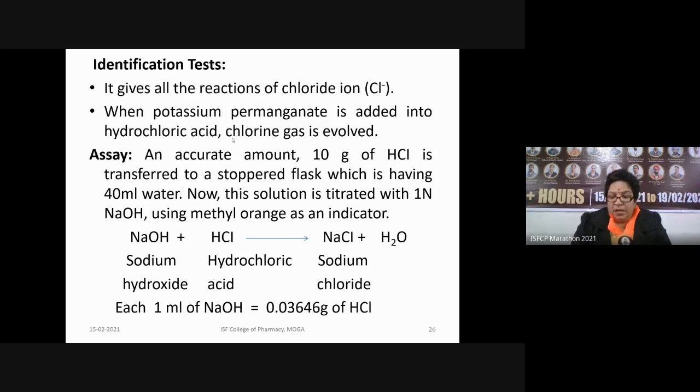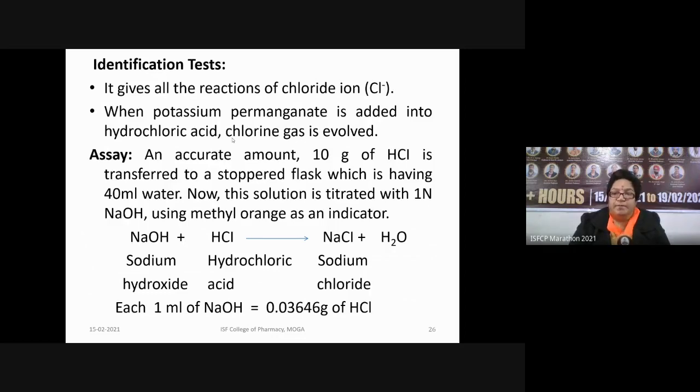Coming to its assay, how it can be assayed: an accurate amount, that is 10 gram of hydrochloric acid, is transferred to a stoppered flask which has 40 ml of water. Now this solution is titrated with 1N sodium hydroxide, 1 normal NaOH, using methyl orange as the indicator.